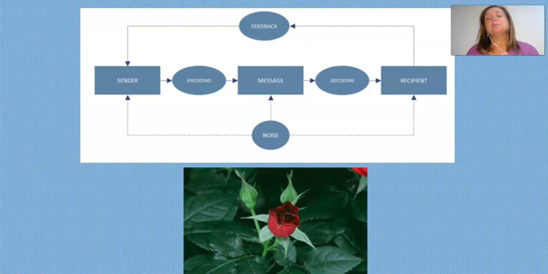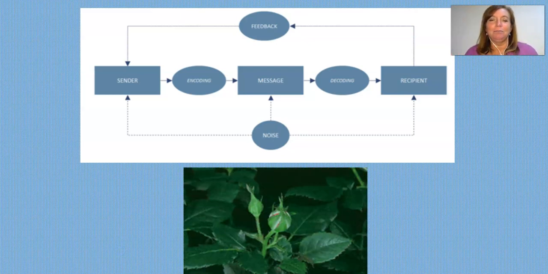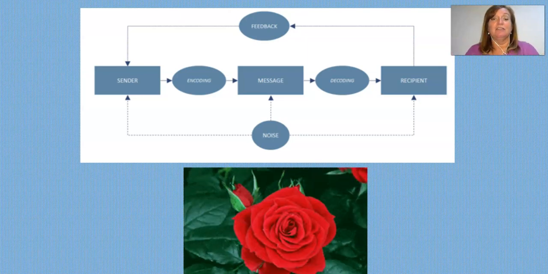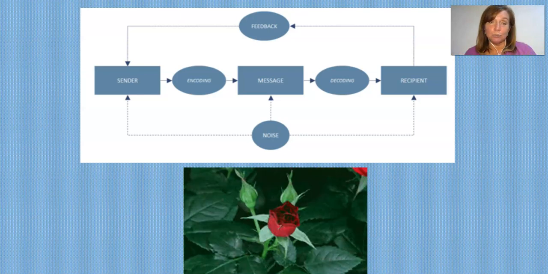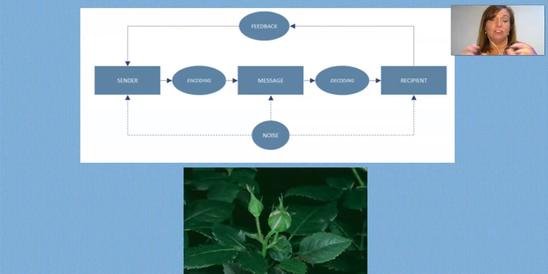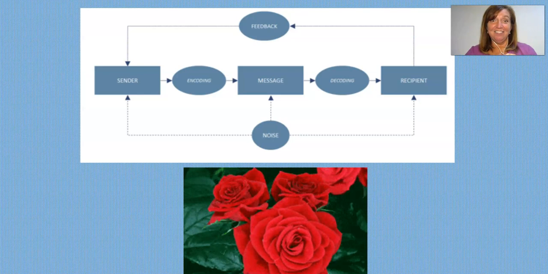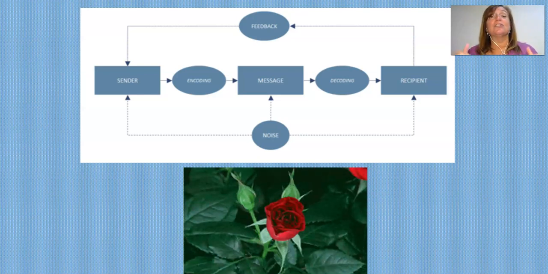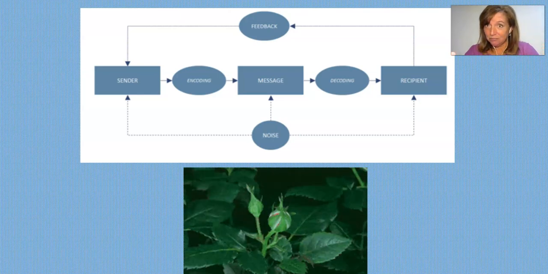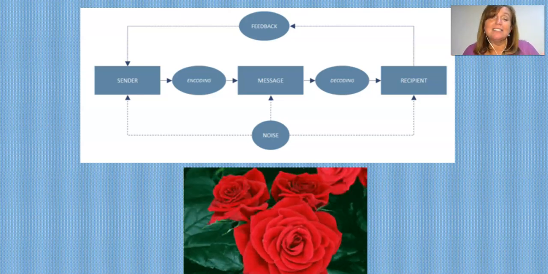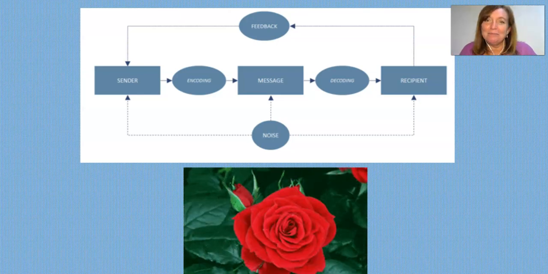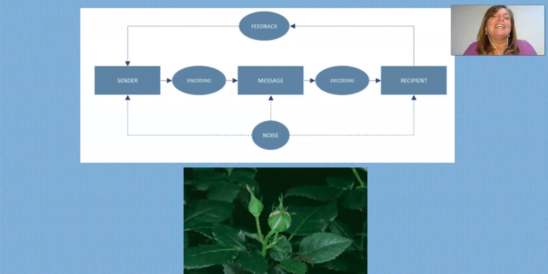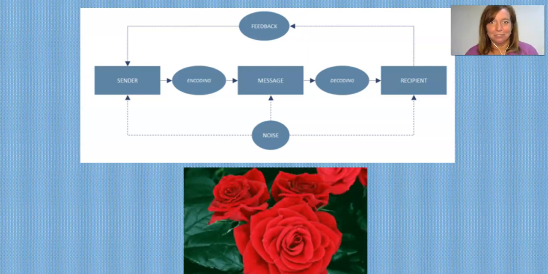So here's what I mean. Say, for example, that you are in a fight with your significant other. Your significant other sends you roses. Now, your significant other is the sender, okay? The message is not the roses. The roses are the medium for the message, okay? And the message is actually, I'm sorry. Now, you can decode that message however you want, right? So the intended message might not be the same message that is received.